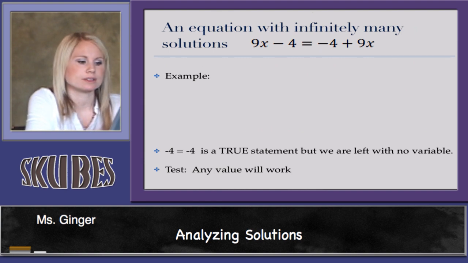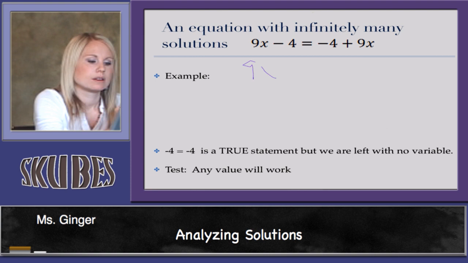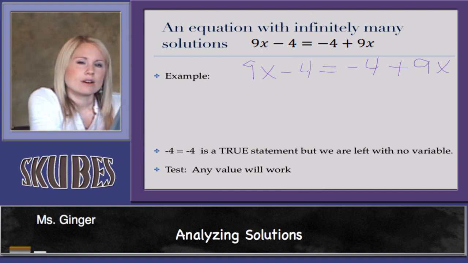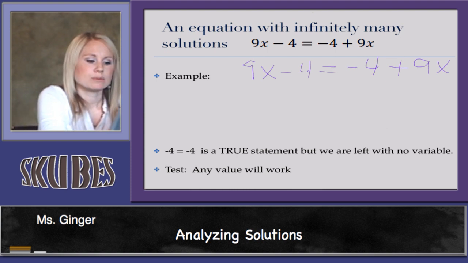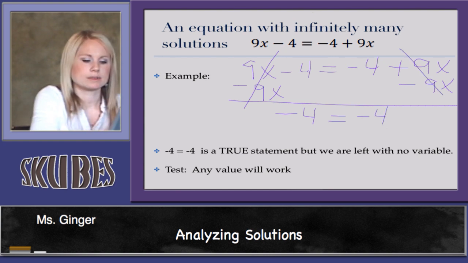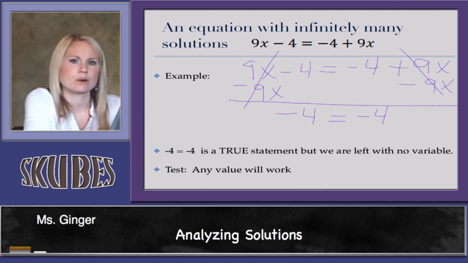Alright, so let's take a look at a different example. 9x minus 4 equals negative 4 plus 9x. So think about those opposite operations that we're going to have to use to get our variable by itself to solve for that x. We need to get our variables on the same side of the equation so that we can add our like terms. So let's move one of our 9x terms over to the other side. So I'm going to move this one. It's a positive 9x, so I'm just going to subtract him over.